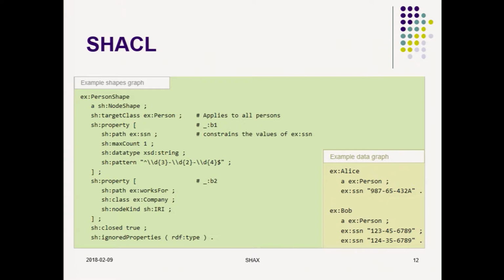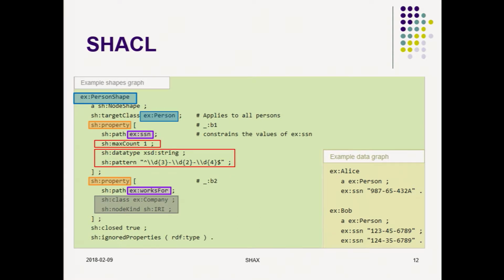The first thing to notice is that SHACL is itself an RDF vocabulary. Small wonder, because XSD is also an XML vocabulary. This little example, taken from the introduction of the spec, describes RDF resources belonging to the RDF class person. According to the model, a person has two properties: a social security number and works for, giving us information about the companies a person is working for. The model also gives us cardinality constraints and type details.